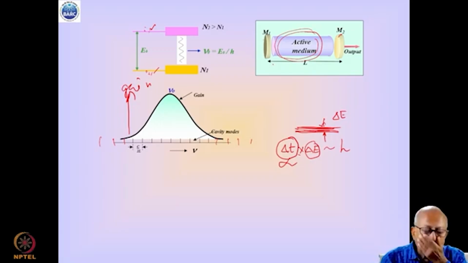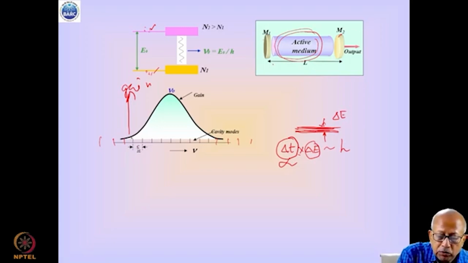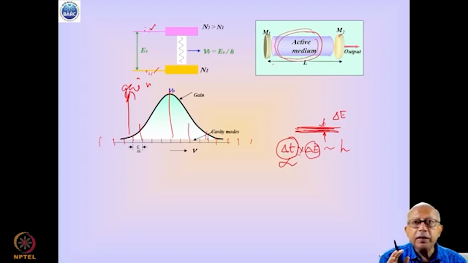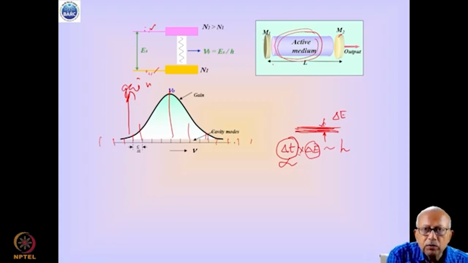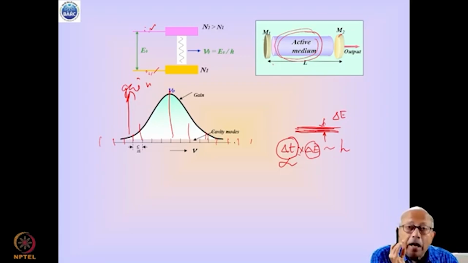Now see, all these frequencies which are cavity modes, which can oscillate back and forth inside the cavity without decaying, and all these cavity modes have gain, small or big. All of them have gain. So does it mean that lasing would occur on all these cavity modes? The answer again is a big no.